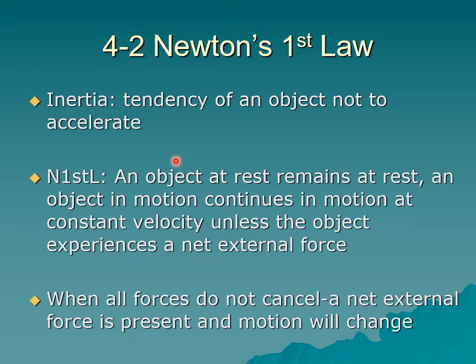An object at rest remains at rest, and an object in motion continues in that motion at a constant velocity, in a straight line, by the way, unless the object experiences a net external force. That would be an unbalancing force, and an unbalancing force can cause the object to change. So it would not stay at rest, or it could come to rest. It would not stay at constant velocity, it would speed up or it would slow down, or it would change direction. So that's what a net force can do once applied to the object itself. When all forces don't cancel, a net external force is present, and motion will change.